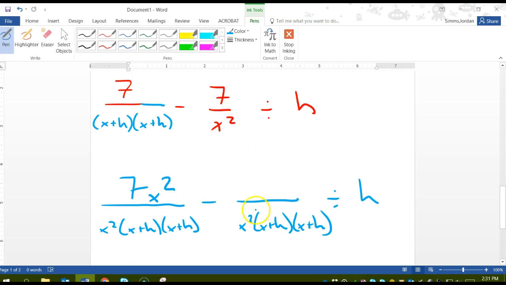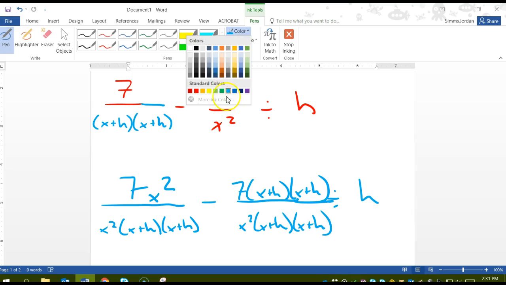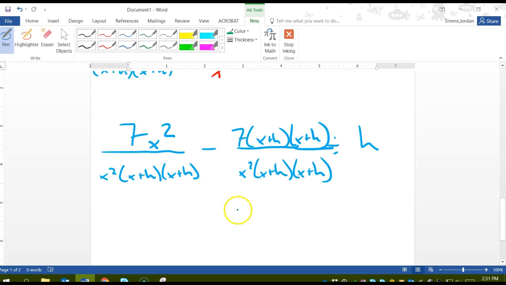Down here, I already have my x squared, so up top I'm going to multiply this by x plus h, x plus h. Again now, this is an equivalent fraction to that. Okay? This is going to be a monstrosity, this one. Okay. Let's combine some like terms here, but before we do that, I have to multiply. And when we have two binomials, we have to FOIL them out.